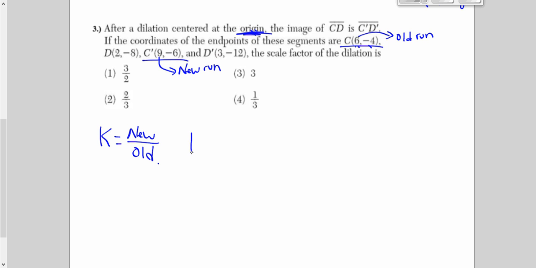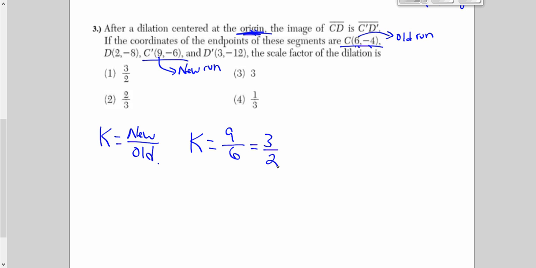So k would be new run, which is what? 9. Old one was what? 6, which reduces to 3/2. Would that have worked? Let me ask you this. Check it with D and D prime.